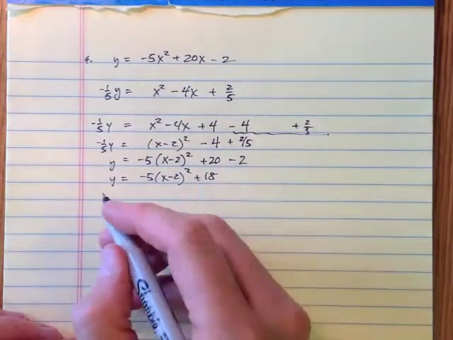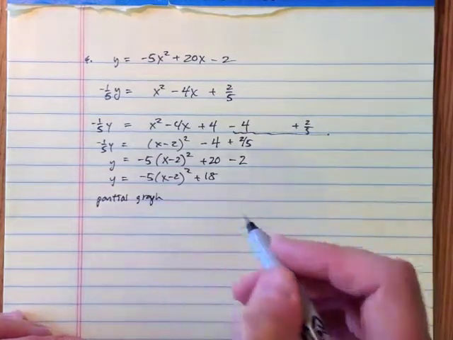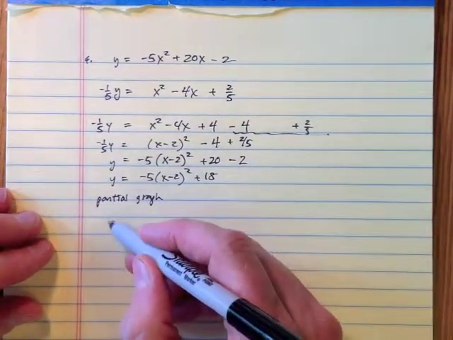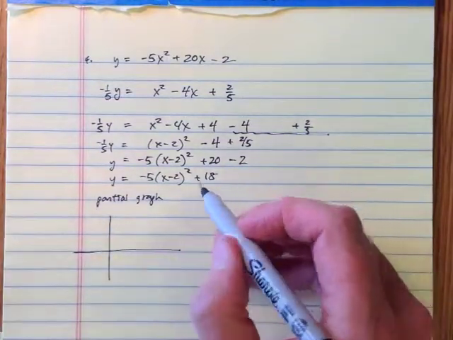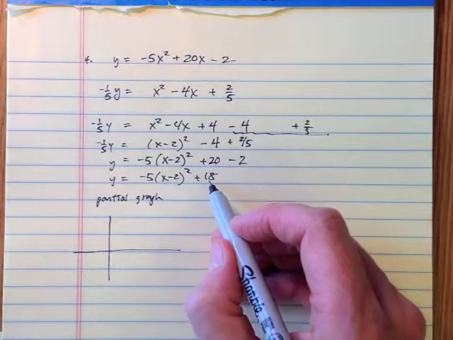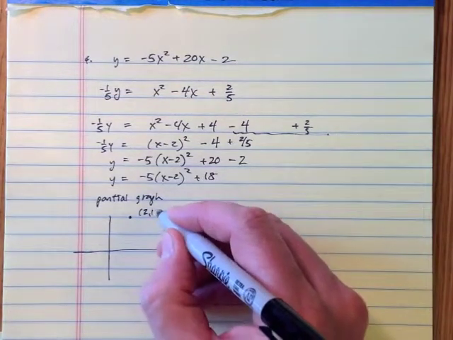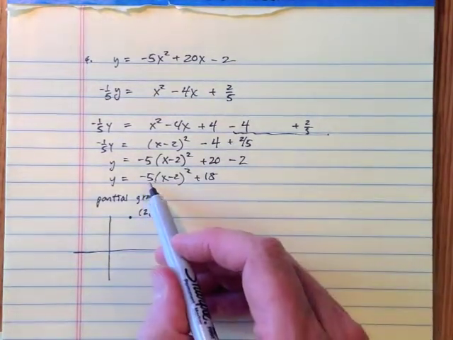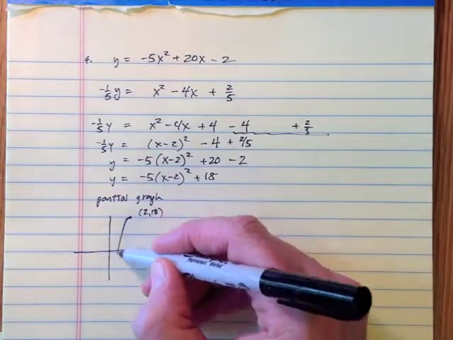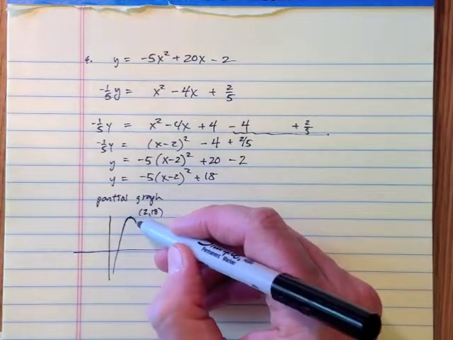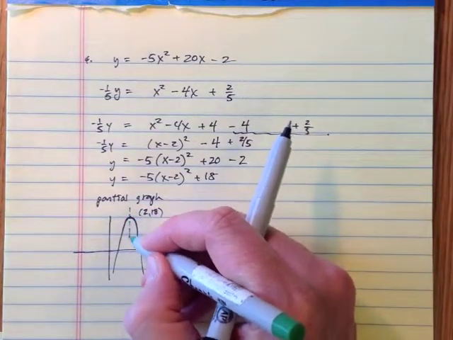So I sort of know what the graph looks like. Here's a partial graph. I won't bother including the intercepts, but I'll draw this much of a graph to illustrate some things that they often ask in these problems. I know the vertex is at h is 2 and k is 18, so the vertex is up here in quadrant 1 at the point (2, 18). And because of that negative a, the parabola opens down. Sort of like that. And here's the axis of symmetry.